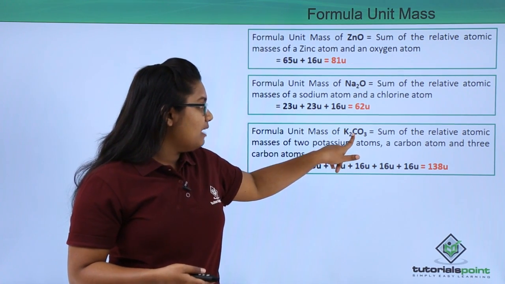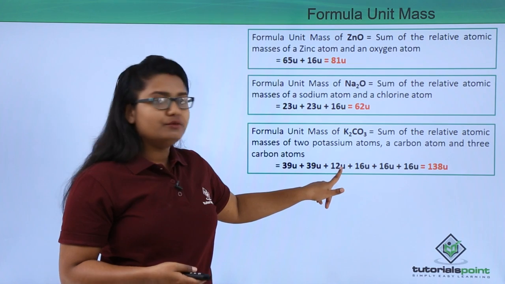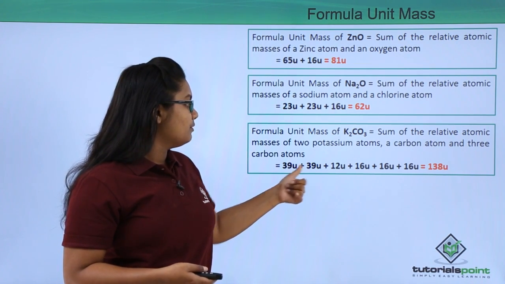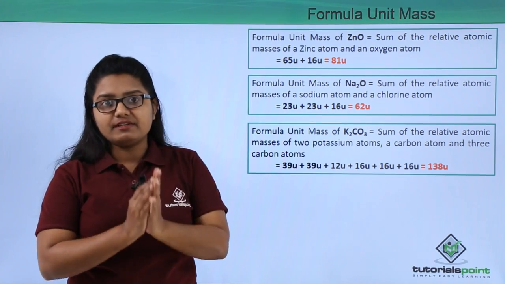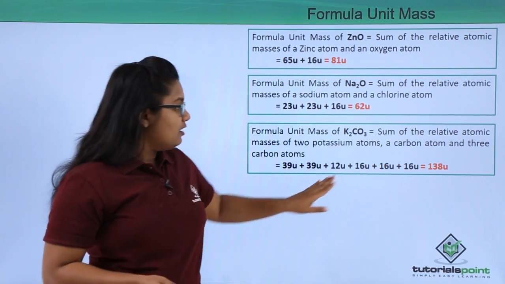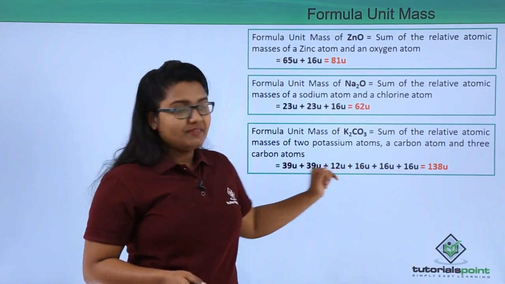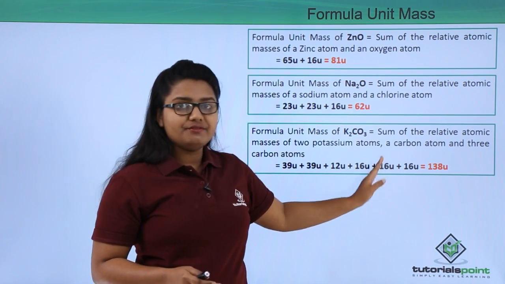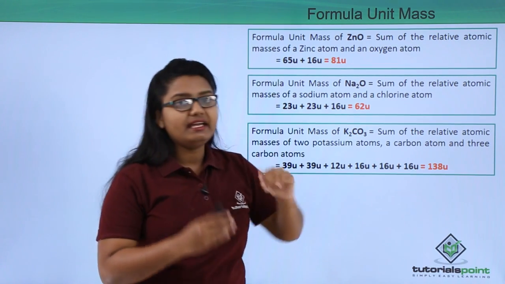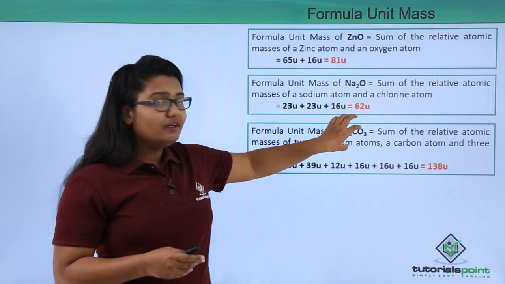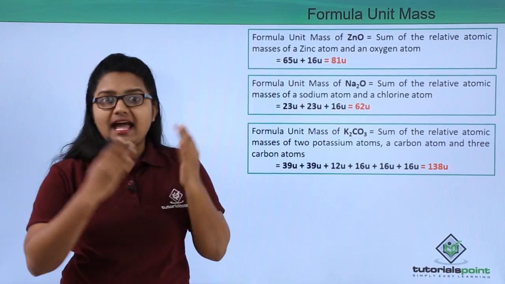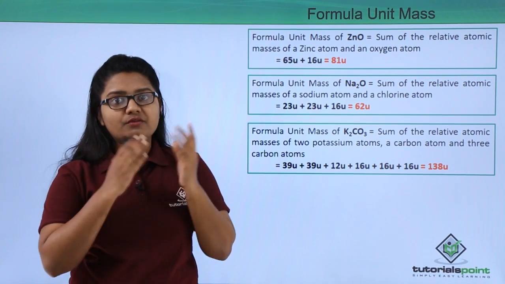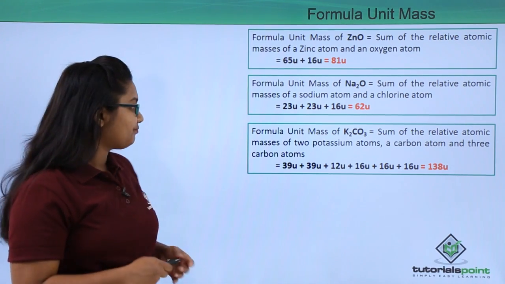And since there is 1 carbon atom, we put only 12U to sum up with this. Since there are 3 oxygen atoms, each with relative atomic mass of 16U, we add three 16U's here, and all these numbers add up to give a mass of 138U. So this whole molecule of potassium carbonate has a formula unit mass of 138U.